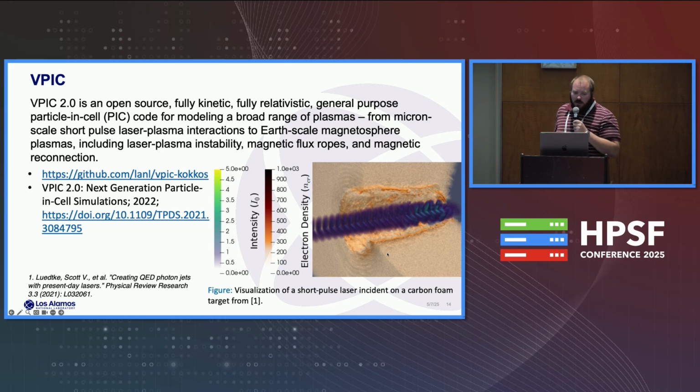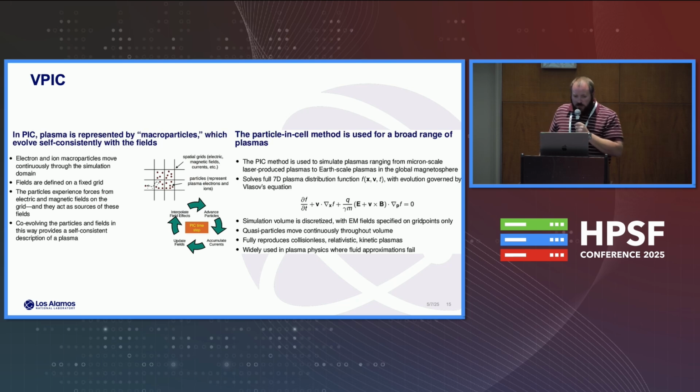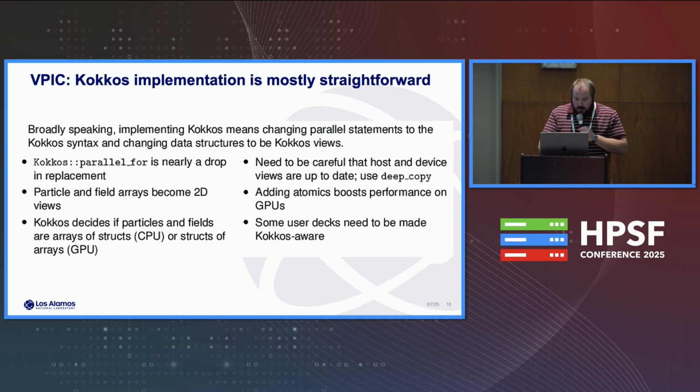Next code, VPIC, vector particle-in-cell. It's a kinetic, relativistic, general purpose PIC code for plasma modeling from micron scale to Earth scale. We'll actually show some of those. It can handle lots of plasma instabilities, magnetic reconnection, things like that. Here's a visualization on the right of a short pulse laser impinging on carbon foam. This is a little bit how a PIC code works. We don't really have time to get into the details, but it solves the collisionless Vlasov equation.